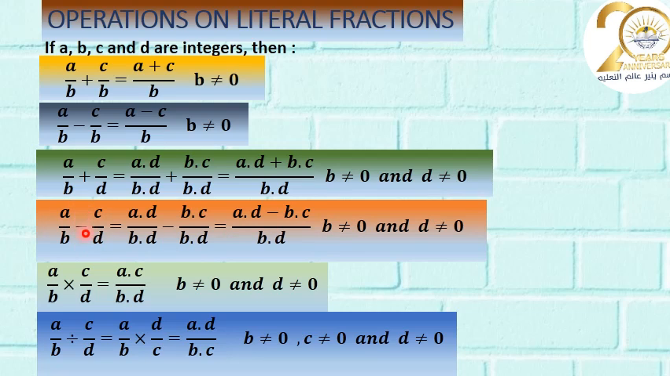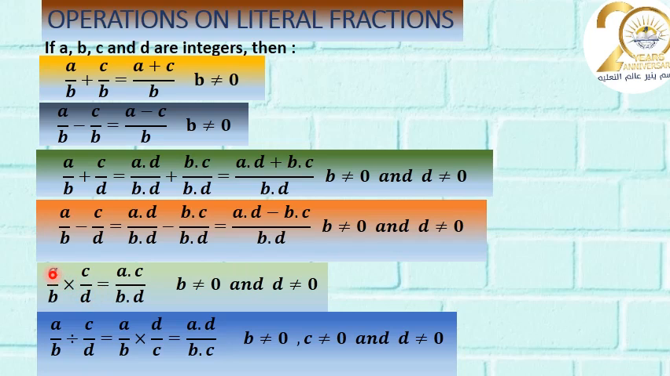The same thing happens when we have to subtract two literal fractions as well. So first of all we have to unify the two denominators, then we just subtract the numerators and we get the final result, with of course mentioning the denominators different to 0.